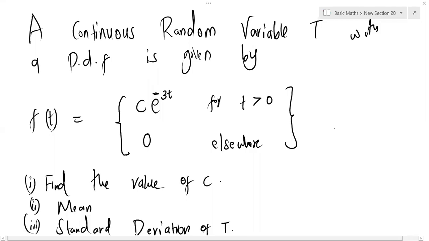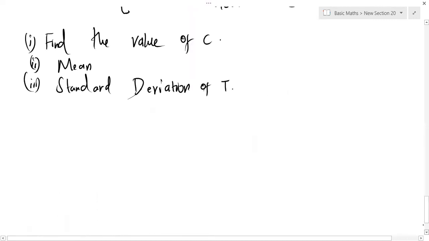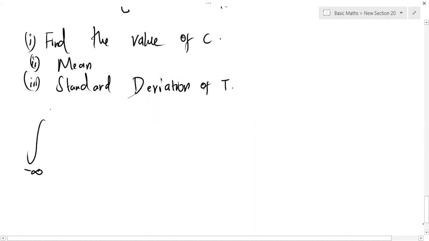So we are given a continuous random variable, which is defined as follows, with a p.d.f., and we're being told to find the value of c, the mean, and the standard deviation. Now, given a continuous random variable, we need to know the property that the integral from negative infinity to infinity of the function f(t) dt is equal to 1.